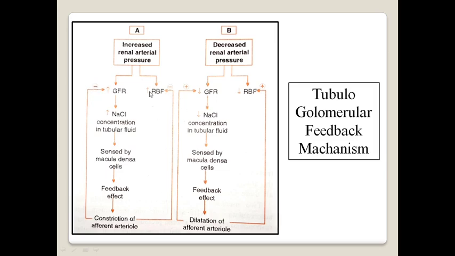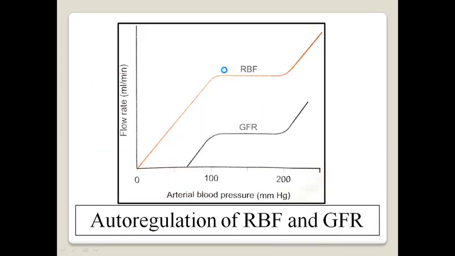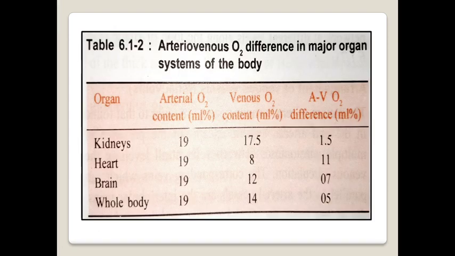If the renal blood flow decreases in response to this signal, afferent arteriolar constriction, it decreases the GFR and decreases the sodium chloride concentration. So this kind of activity occurs from the tubular feedback to the glomeruli, and they control the renal blood flow. Likewise, vice versa, if there is a decreased renal arterial pressure, we can understand it again in the picture.